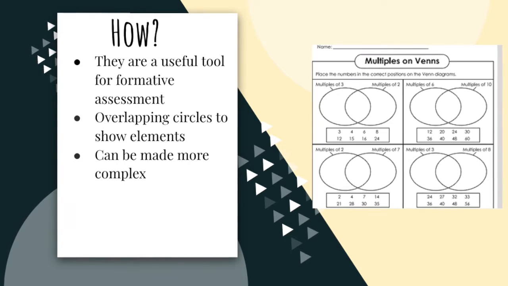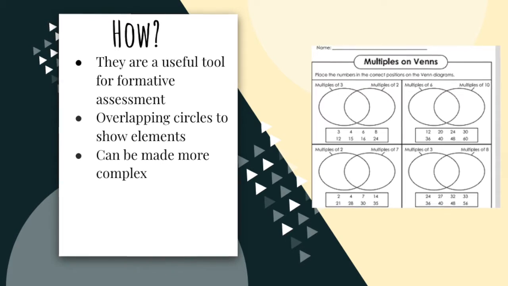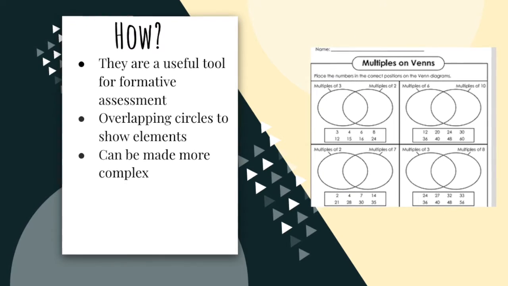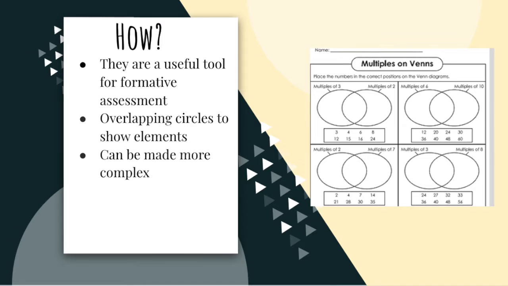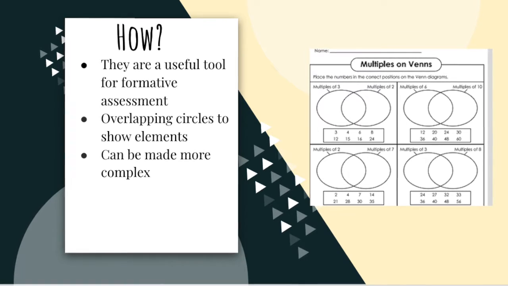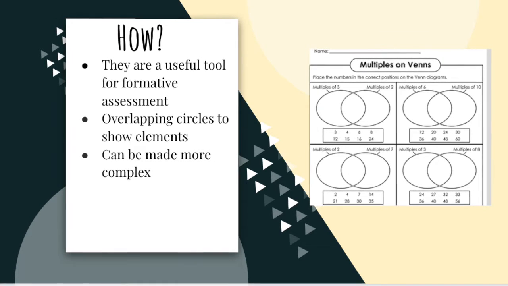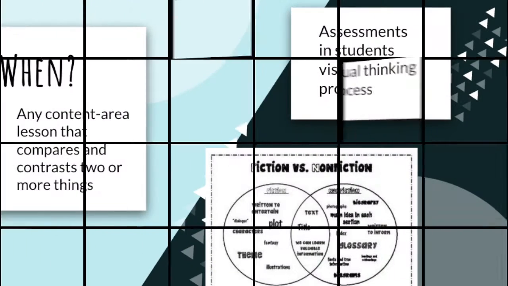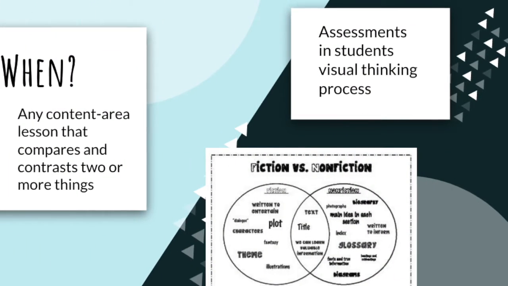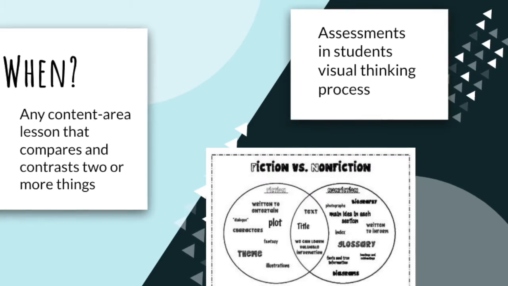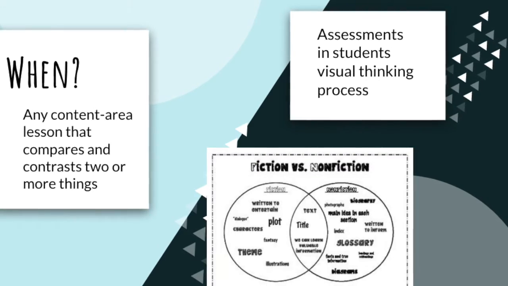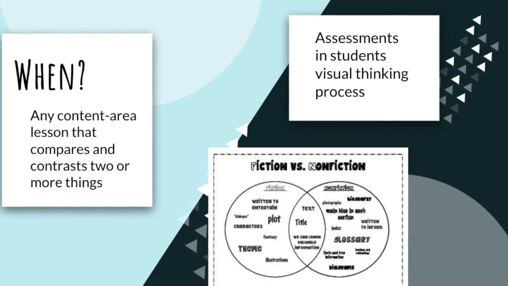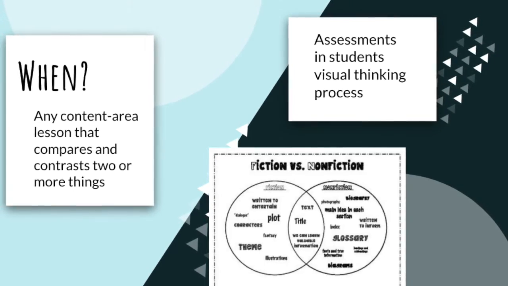Each circle contains elements of a set, and where the circles overlap, show the elements in the set that have things in common. Generally, there are 2 or 3 circles, and in higher grades, a teacher can implement more circles for a higher level of complexity. Venn diagrams can be used in any content area lesson that compares and contrasts 2 or more things. For example, in science, they are helpful for classification. In reading, they can be used to compare and contrast characters in any story.